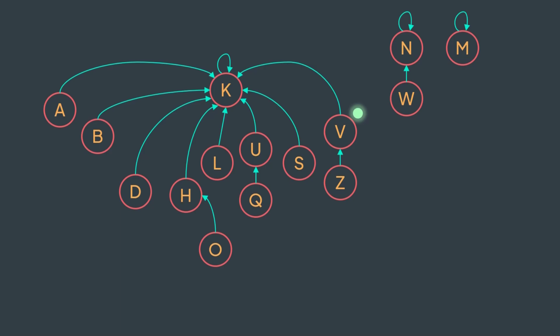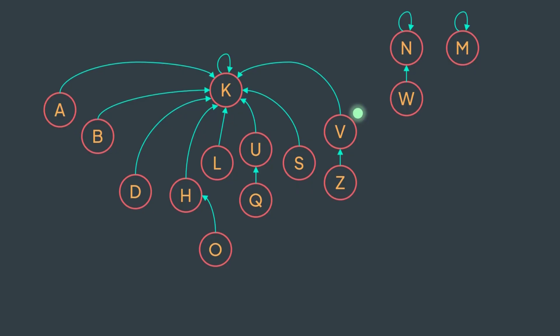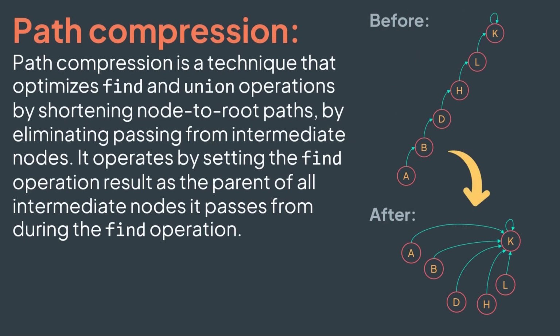By using this technique, you can see that find operations, and by consequence union operations, will take way less time because paths from nodes to the root become shorter. Basically, it's a cost that we pay once to reduce time needed for next operations. And this technique is called path compression.